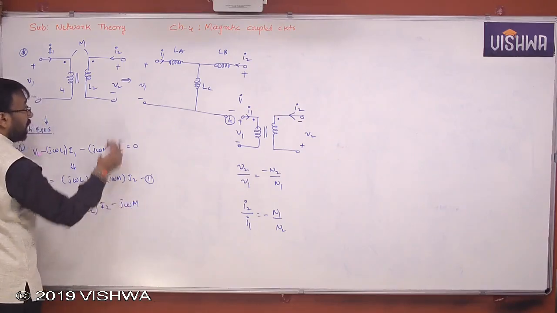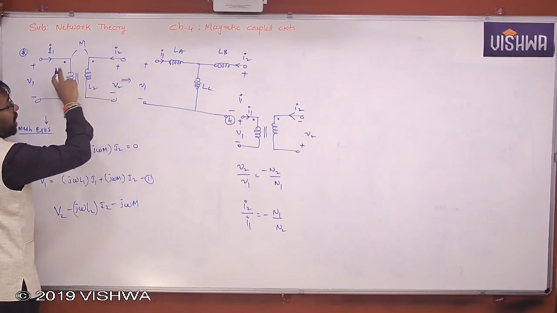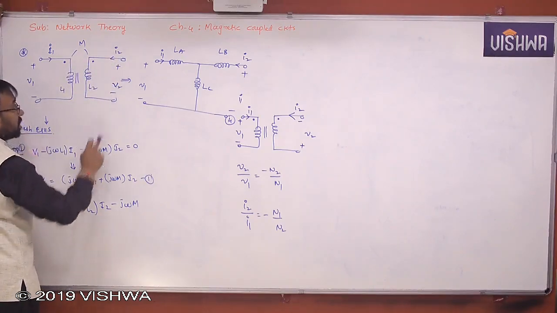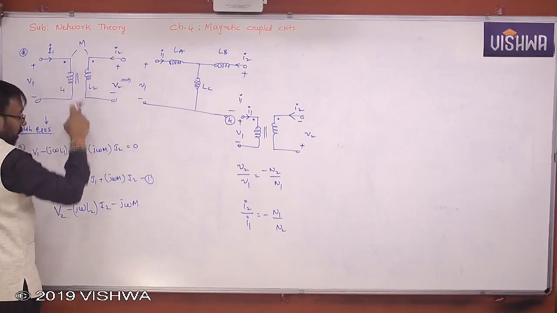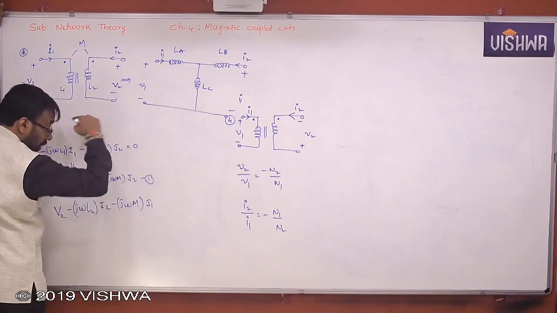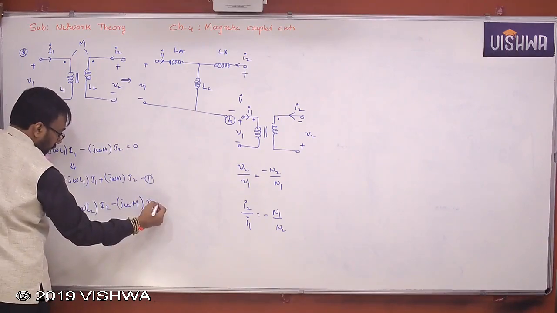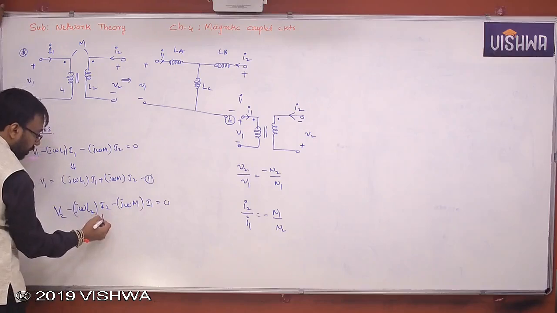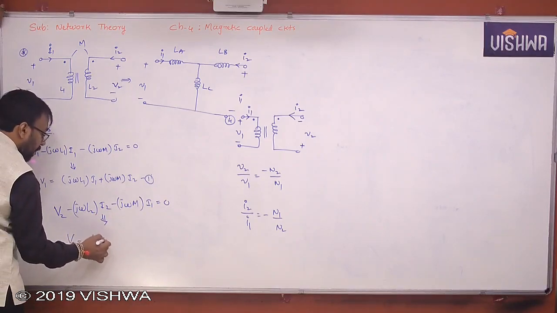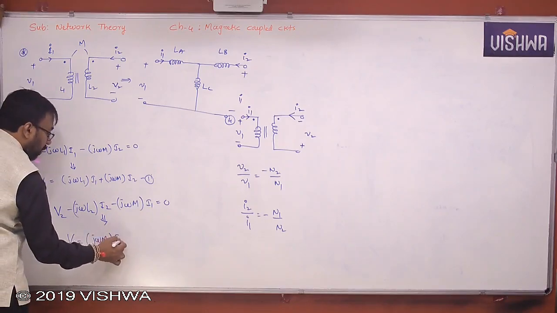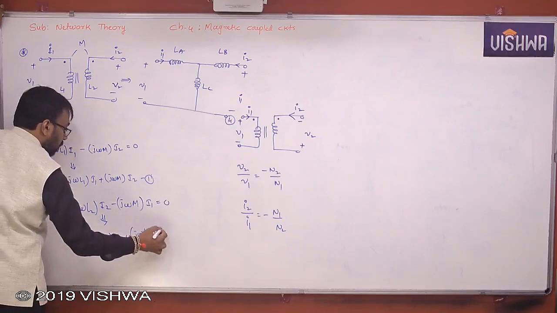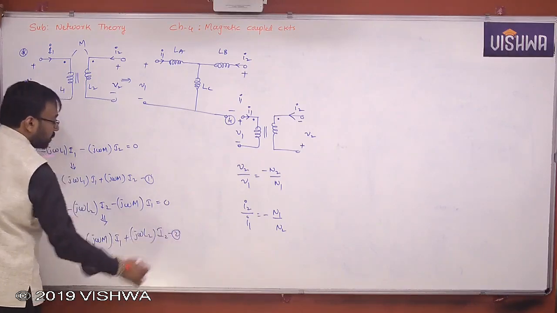Why minus J omega? Because self-induced EMF and mutual induced EMF, when you compare, the self-induced EMF sign is minus. Since current is entering and here also entering, same sign you are supposed to take. Current flowing through the other coil, okay? Is equal to 0. From this, I get V2 is equal to J omega M into I1 plus J omega L2 into what? I2. This is the second equation.